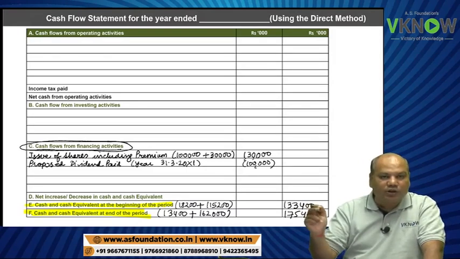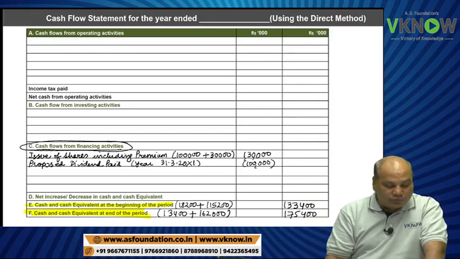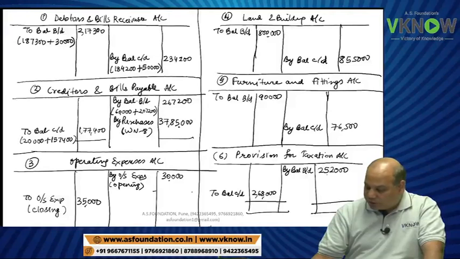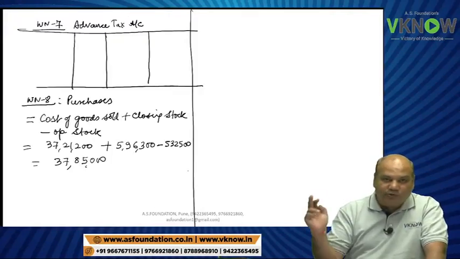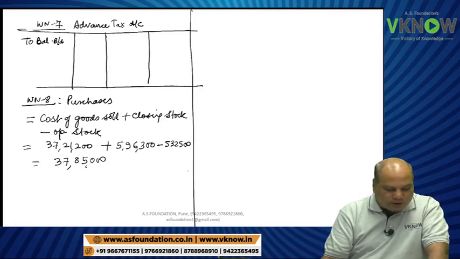So this is my cash and cash equivalent. It will have cash in hand, cash at bank, and short term marketable securities also, but in this problem marketable security is not there. Bills receivable we have done. Advance income tax, working note number 7. To balance brought down. Write nicely. Very, very important question.